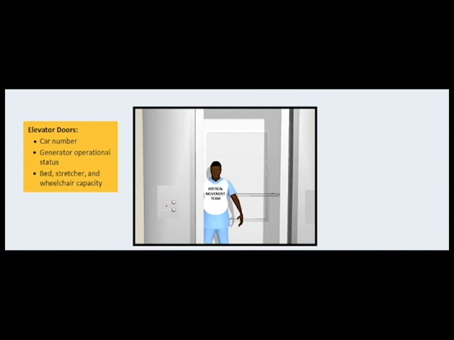The use of elevators is a key component of vertical evacuation in a hospital. Hospital elevators have varying capacities. On each floor, the hallway door of each elevator should be marked with a numbering system showing the car number, its operational status when the hospital is operating on generator power, and its capacity for bed, stretcher, and wheelchair patients.